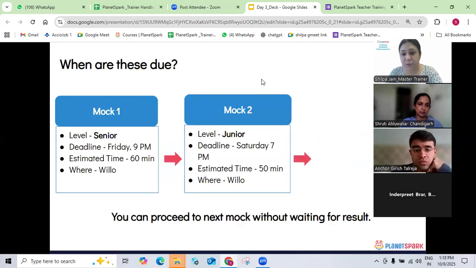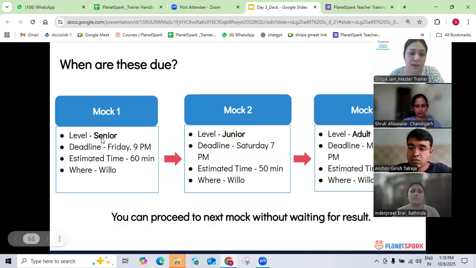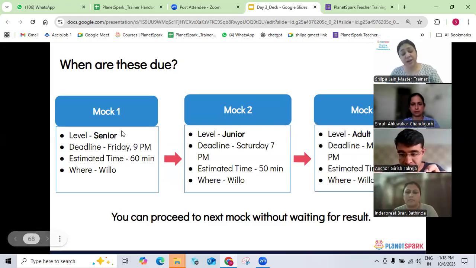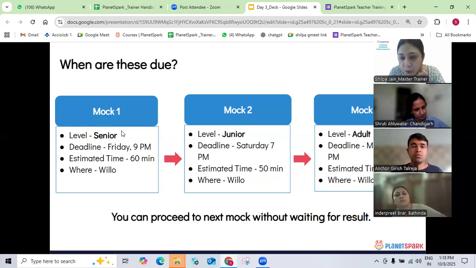When are these due? Please take a screenshot of this. Mock 1, senior category, deadline is Friday 9 p.m. Now, when I say deadline, most of the teachers are confused that I have to give my mock 1 on Friday at 9 p.m. That is not the meaning. Deadline means before Friday 9 p.m. you should complete your mock 1.